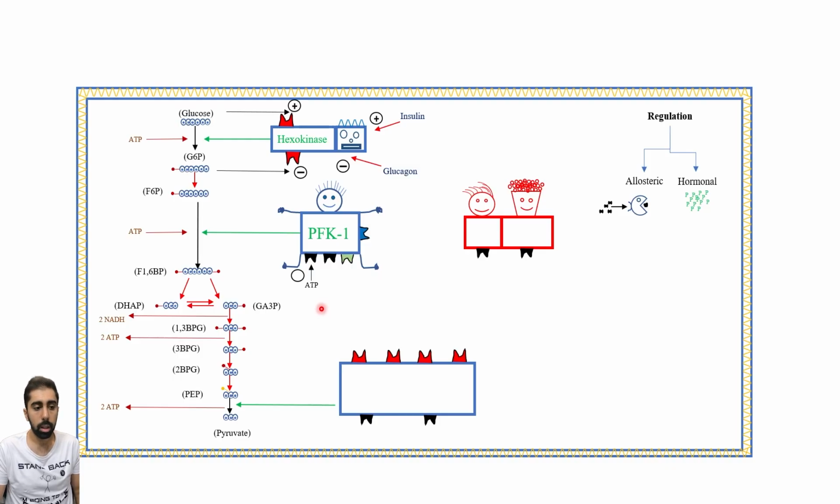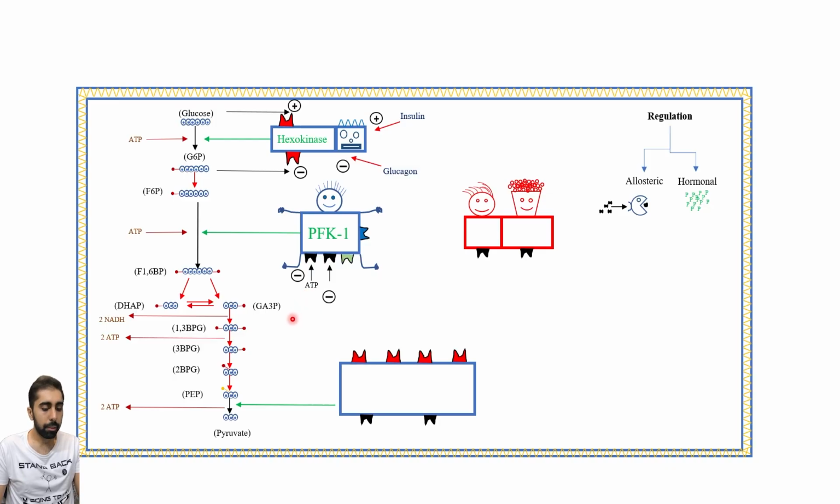So no. In this case, phosphofructokinase 1 will be inhibited by ATP. Our body has a lot of ATP. We don't need any more ATP. So when phosphofructokinase 1 senses that our body has a lot of ATP, it says stop. We don't want ATP. We don't want to continue glycolysis, and it inhibits PFK1.